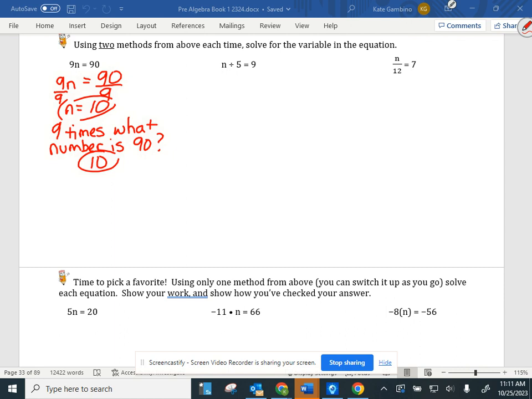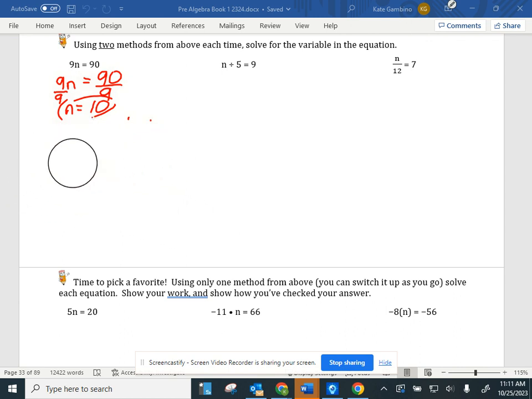Now we're going to go back and plug it in. So you do need to solve for the variable in the equation. So 9 times 10 equals 90. 9 times 10 is 90. So 90 equals 90. And I know I did my math correctly because I proved it by putting it back into my equation.